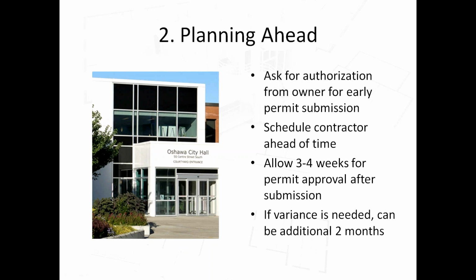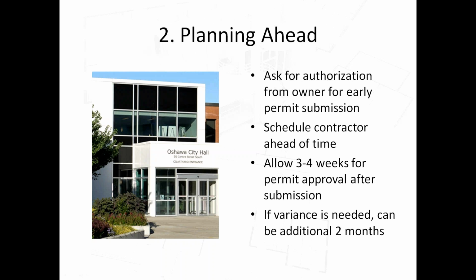So that's why you want to get them in there early. Now, on the very bottom there, if a variance is needed, it can add an additional 2 months, because that really depends on the schedule of the city. Most cities will have a couple of hearing dates every month, and depending on the number of permits that go in that have bylaw violations, they need to schedule that in. And try to identify those things early.